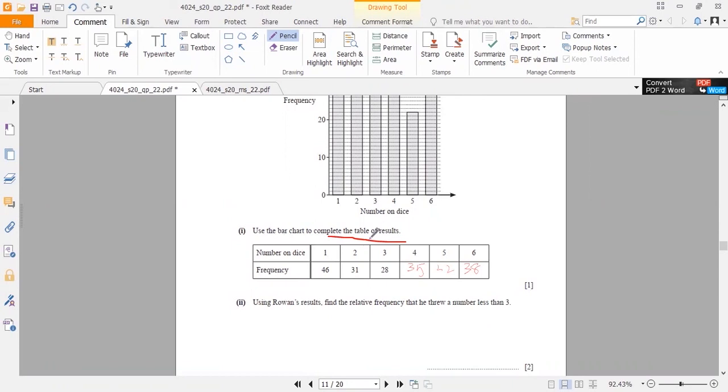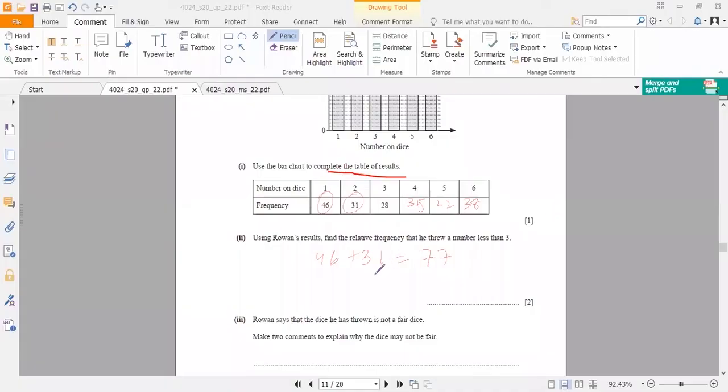Okay, less than 3 means that there are only two possibilities, that is 31 and 46. So firstly we have to find out the possibility: 31 plus 46 will be 77. Now the relative frequency will be equal to 77 upon 200, and it will be 0.385.